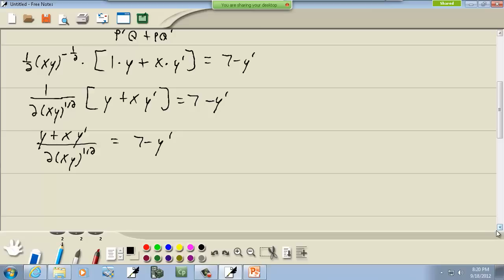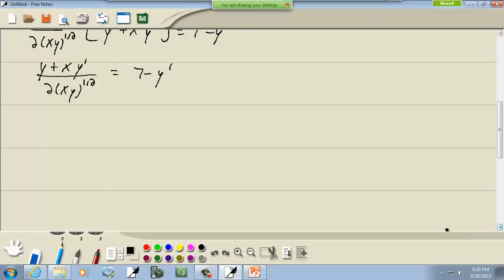Now we're wanting to solve for y prime, and pretty much wherever you are in math, one of your first steps in solving anything is to get rid of your fractions. So you multiply everything by the LCM of all your denominators. Well, I only have one denominator, so that is our LCM. So I'll multiply everything by 2 times xy to the 1/2.